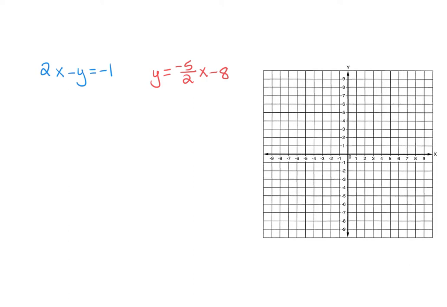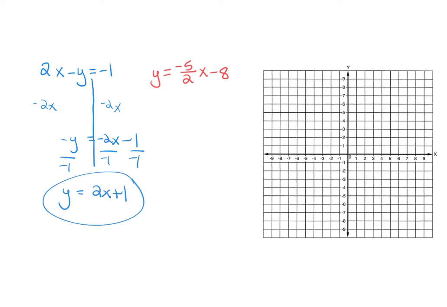So here we have our system, two linear equations, and we're going to graph both of them. For the first one, let's solve for y. So minus 2x on both sides. So negative y equals negative 2x minus 1. And then divide everything by negative 1. So y equals positive 2x plus 1. So let's graph that. Starting at 1, and I'm going to go up 2 over 1. And we'll go backwards.